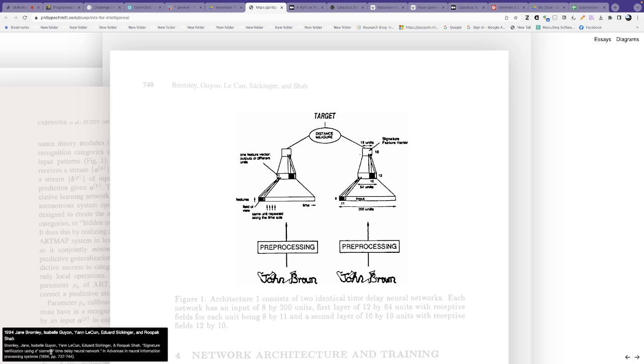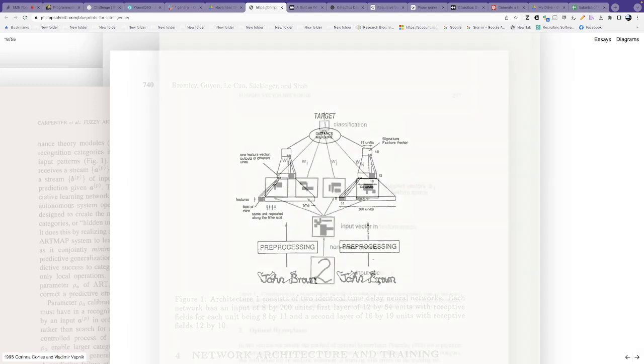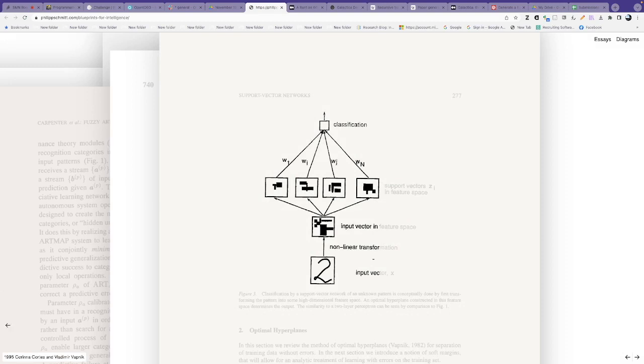This is a paper on signature verification using a time delay neural network. So again, now they're using time delay mechanisms in the neural network, and this is trying to detect handwritten signatures and verify them. This is 1994, so this is going on.